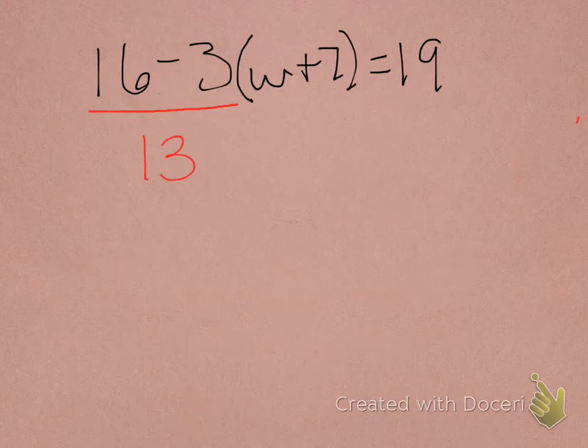However, if you keep in mind our order of operations, which says that we need to do parentheses first, I cannot simplify the w plus 7, but there is a number sitting directly in front of the parentheses, which therefore tells me to distribute or multiply. And again, I'm always going to multiply before I add or subtract. So a common misconception would be to just simply take 16 minus 3 and then continue moving forward in the equation. However, that would not be proper according to our order of operations.